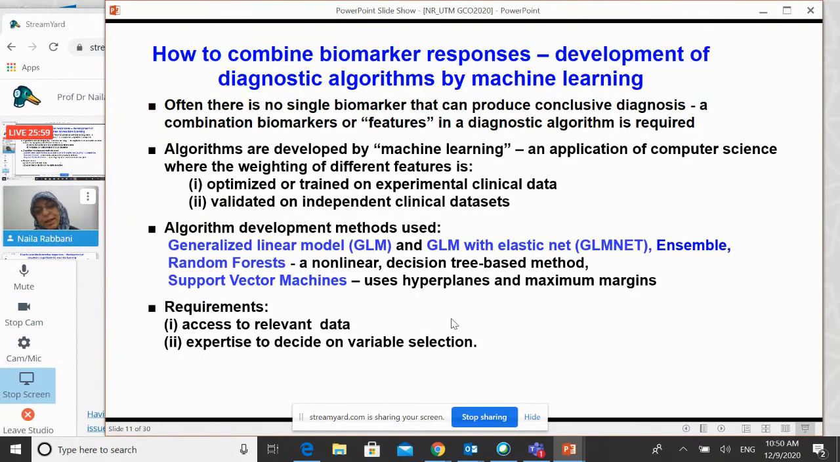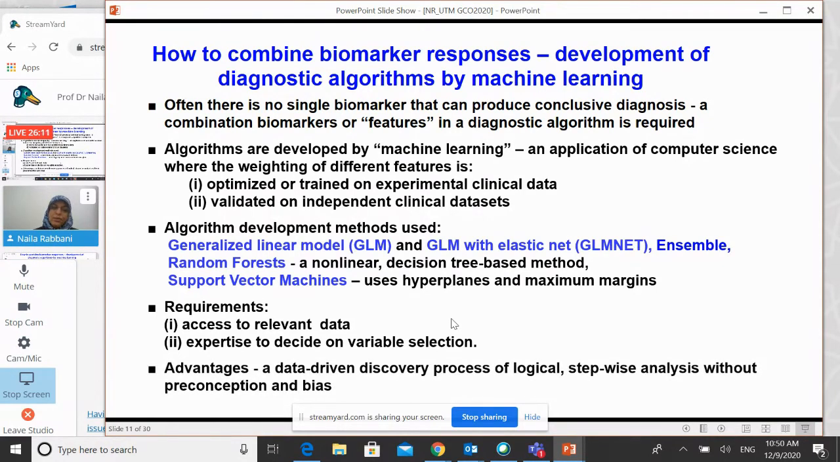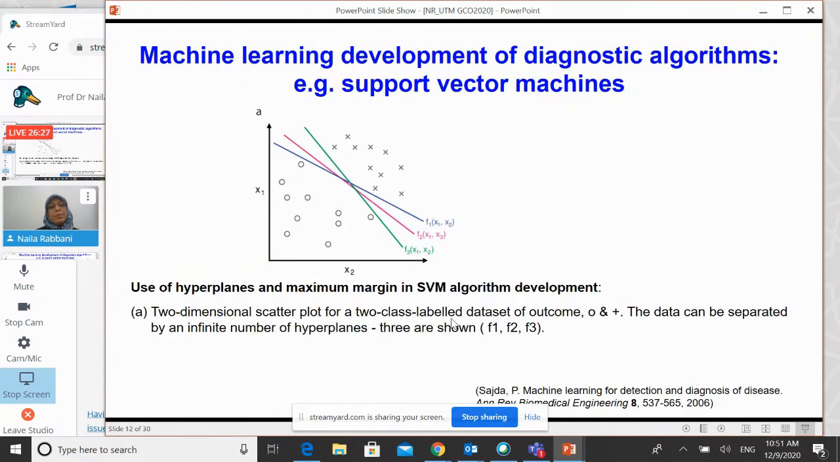To use these algorithms, we need to have access to relevant data and expertise to decide on variable selection. That is very important. The advantage of diagnosis using an algorithm is that it is a data-driven discovery process of logical stepwise analysis without preconception and bias. Here is an example of one of the machine learning programs, the support vector machine.